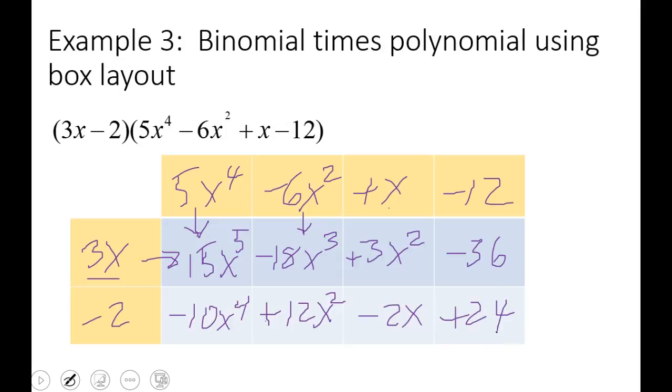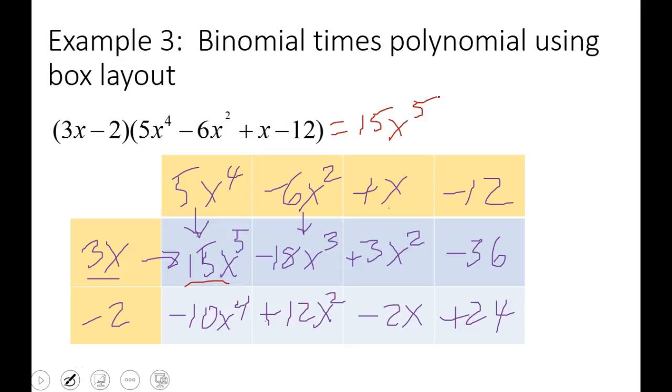Now, you say, well, where's your answer? Well, I'm not done yet here, because I have to group like terms. And the nice thing about this is the like terms are easy to see. I go to look for the highest power first. I see I have a 15x to the 5th right here. So my answer is going to be 15x to the 5th.